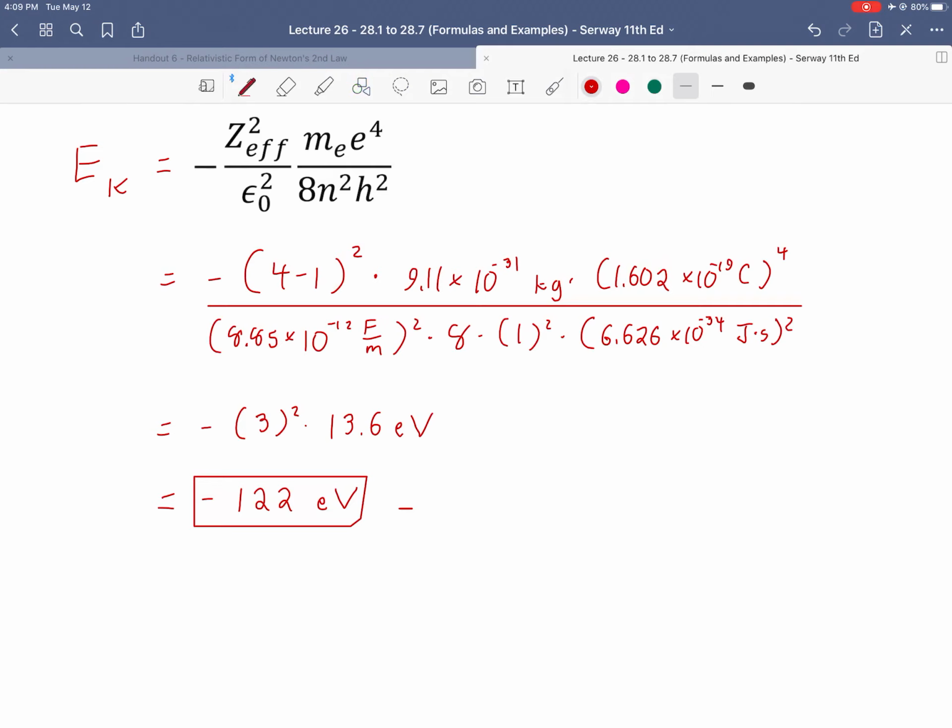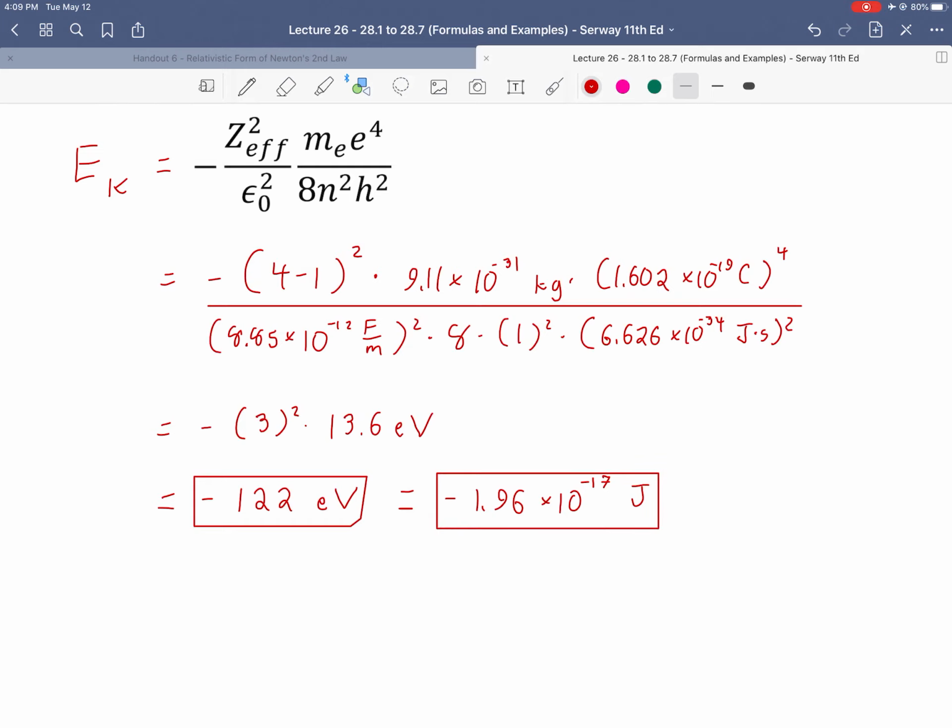The other thing we could do is convert it over to joules, in which case we would just multiply by 1.602 times 10 to the negative 19. And so that gives us that this is negative 1.96 times 10 to the negative 17 joules, because there is 1.602 times 10 to the negative 19 joules per electron volt.